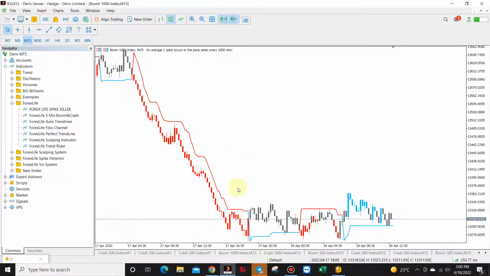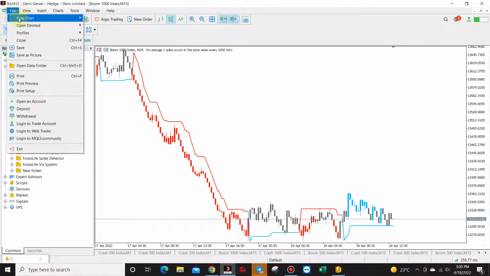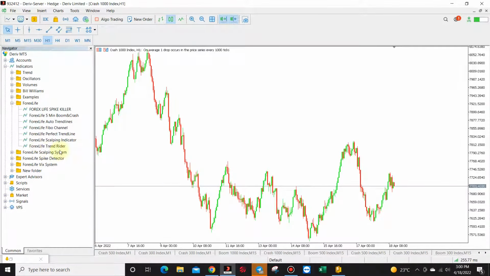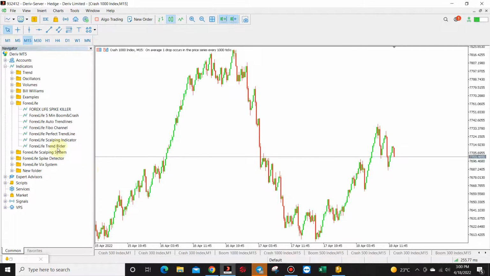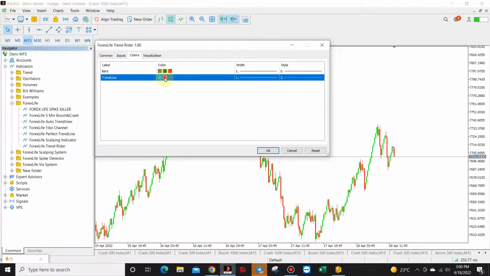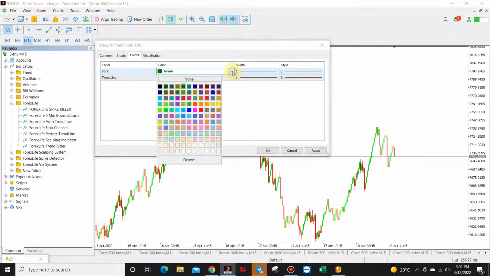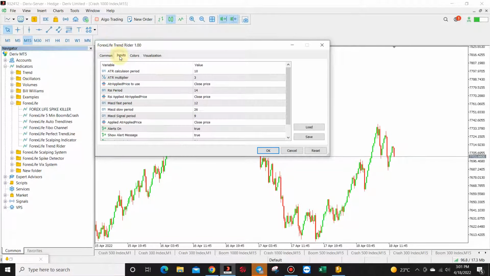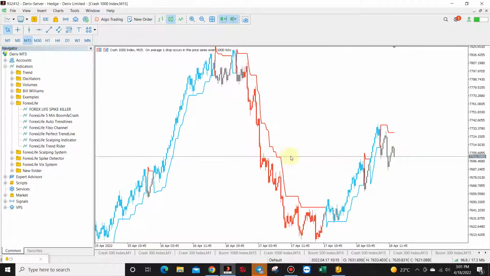Okay, so let's try it on a different pair. Let's see on Crash 1000 how it will look. So we just go to the 15-minute time frame and we load our indicator. Like I said, you can change the colors to your preference if you want to. Over there, and in the green, we're just going to change that to the blue, deep sky blue. And this we're going to change. You click on allow. Leave inputs as is. Only if you want to change this at the bottom, you can go ahead and change it.